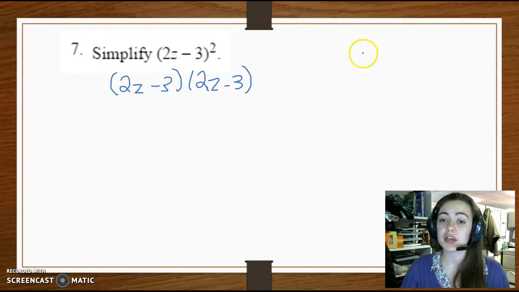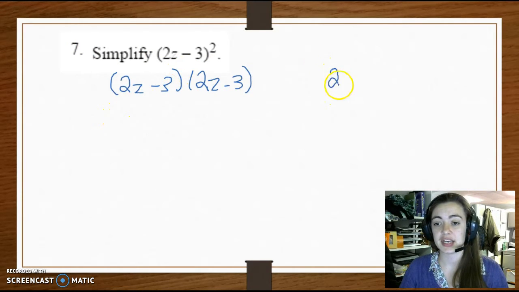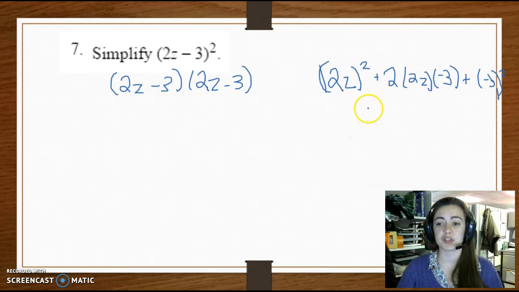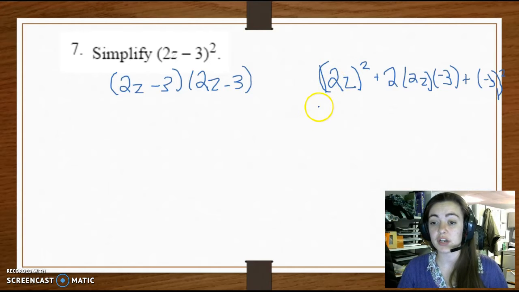Or you can use that formula. You can take the first term, in this case 2z, and square that, plus 2 times the first term, which is 2z, times the second term, which is negative 3, and then add the second term squared. Both of those will get you the same response. So if we continue with what we just wrote down, 2z squared: 2 squared is 4, z squared is z squared.